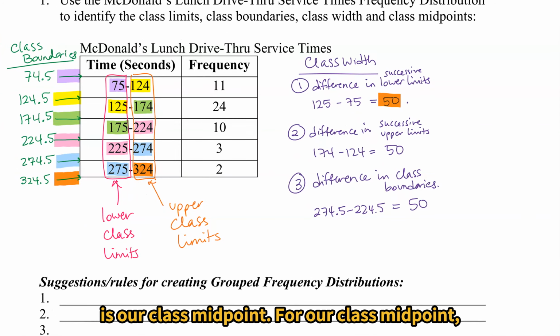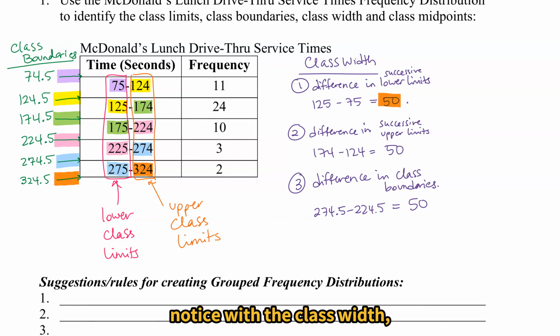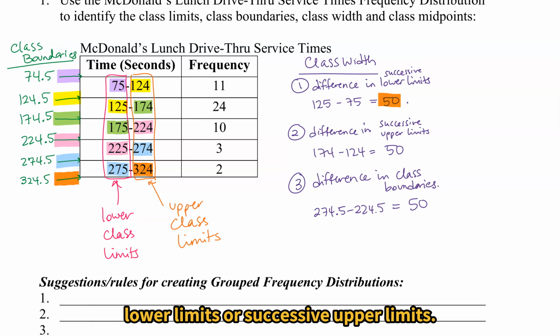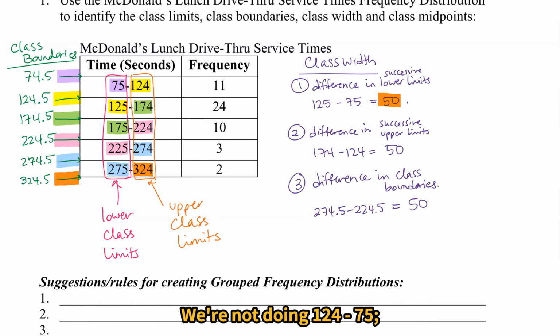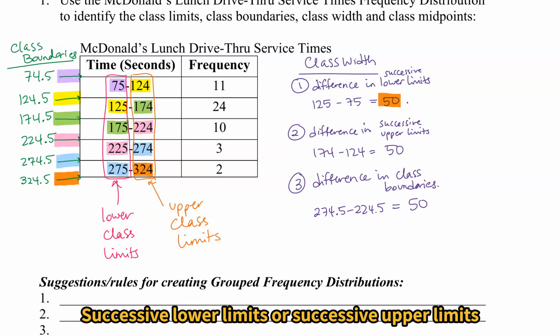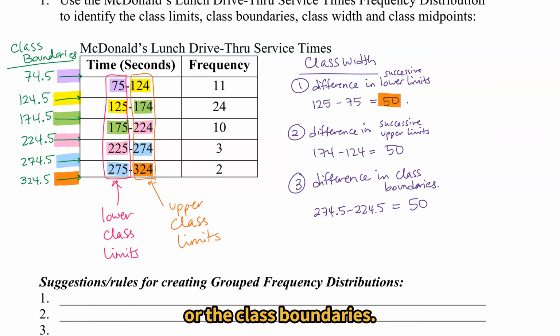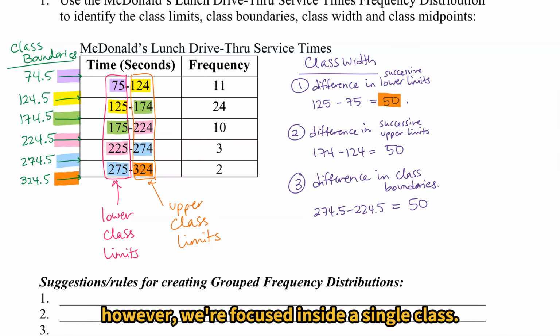For our class midpoint, now notice with the class width, we're taking successive lower limits or successive upper limits. For the class width, we never take values in the same class. We're not doing 124 minus 75. We're doing 125 minus 75. Successive lower limits or successive upper limits or the class boundaries. When we do the midpoint, however, we're focused inside a single class.